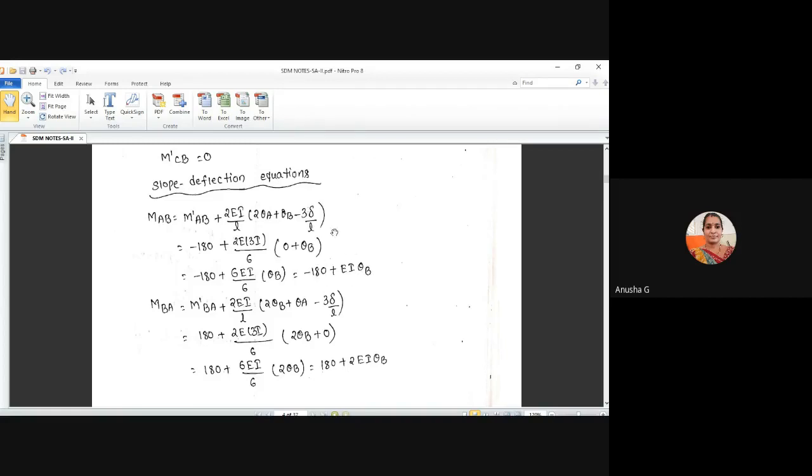Okay, clearly, all of you write step by step. Next, MBA. MBA equals MFBA plus 2EI by L into 2 theta B plus theta A minus 3 delta by L. For each and every slope deflection equation, you have to write the formula compulsorily. For your main exams or your mid exams, compulsorily write the formulas. Note it down in your notes and practice, then it is easy for you.